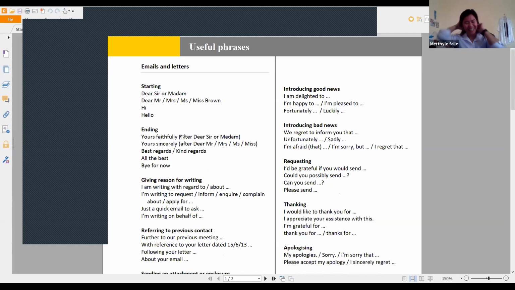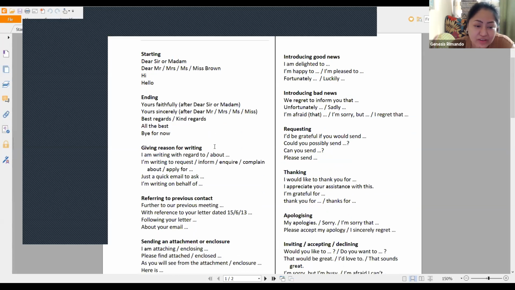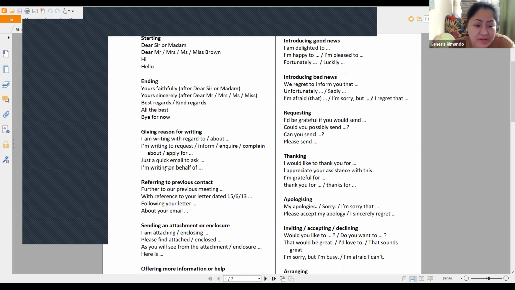Then yours sincerely, but the less formal, the personal one would be bye for now, all the best. So if you want to start your letter, these are the useful phrases you would use. For example, if you want to give a reason for writing: I am writing with regard to, I am writing to request. Just use that. For example, I would like to thank you for taking care of my house and my pet. Just to reiterate, something like that. This would be my contact numbers when you need to contact me during an emergency. So that's how you should write the letter. It's very short and simple.